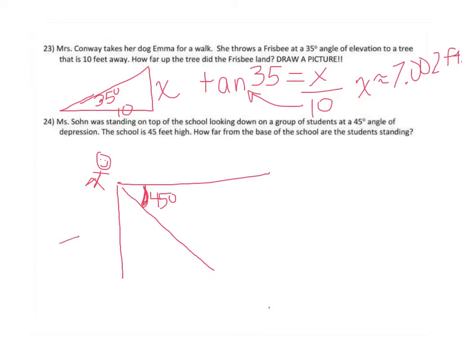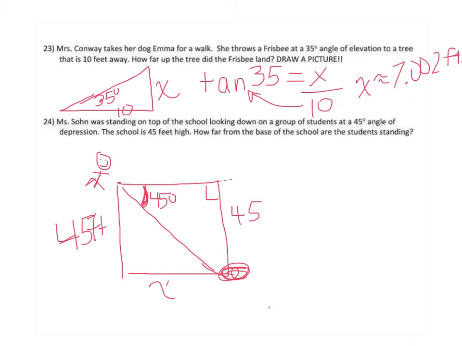She knows, or we know, that the school is 45 feet high. So this you're going to kind of have to do a little triangle for. Oops, let me erase that. All right. So here's my right triangle, which if this is 45 feet, this is also 45. And I'm looking for how far from the base of the school the students are standing. So here's my group of students right here. I'm looking for this value, which means this is the same value up here. And I can use this right triangle in order to find my value for x.